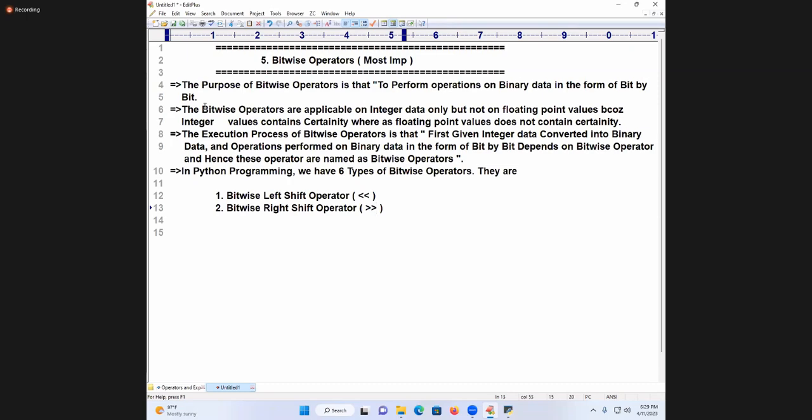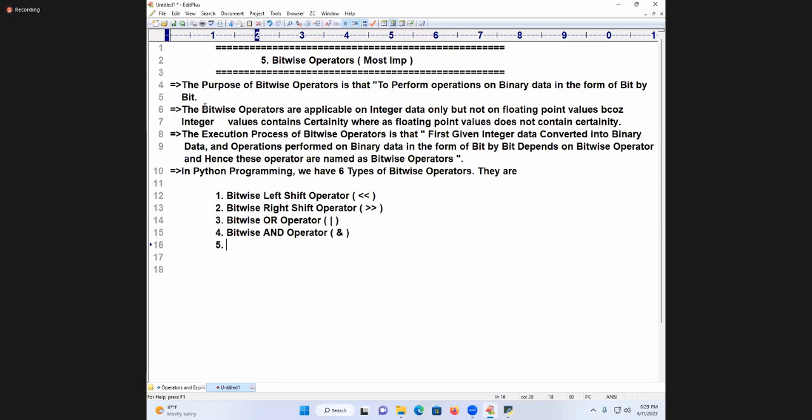Third one I'm going to take up is called the bitwise OR operator. The symbol is called vertical slash. Fourth one is called what? Bitwise AND operator. This is called something like this. Fine, single ampersand it is.